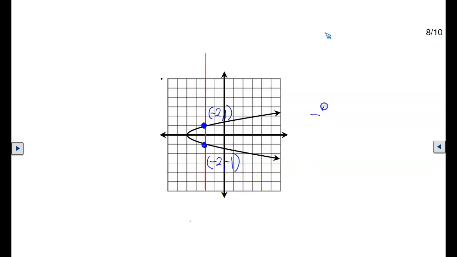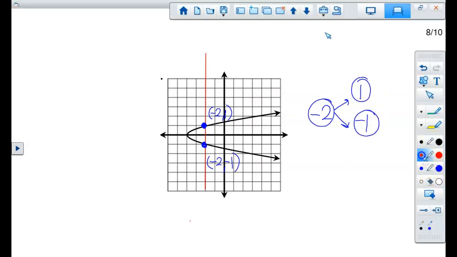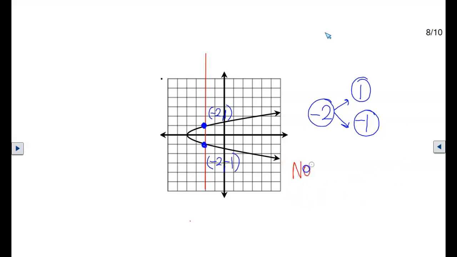So notice what I have here. I have that one particular X value of -2 that is trying to connect with +1 and trying to connect with -1. I have a one-to-many connection being made, and that is what I don't want. So this one is not a function.